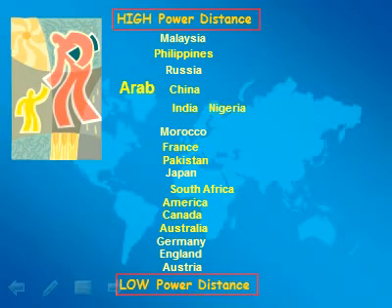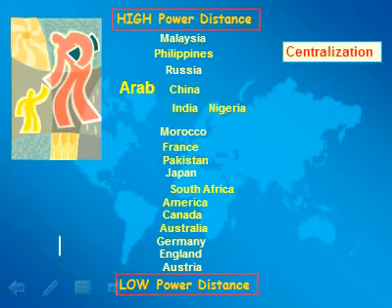Usually, people who are collectivist usually have a high context style of communication, are usually polychronic, and are usually high power distance. And you can have problems if you're dealing with people in low power distance.